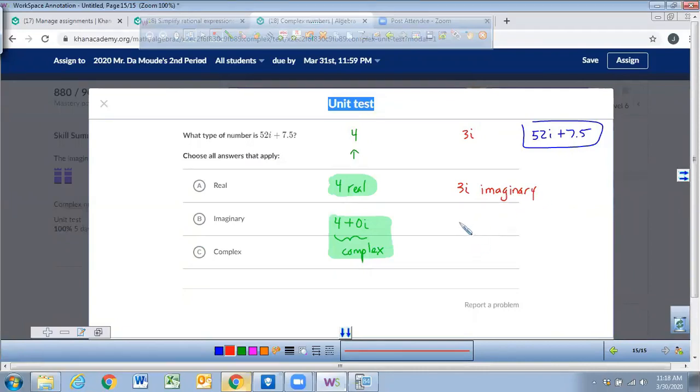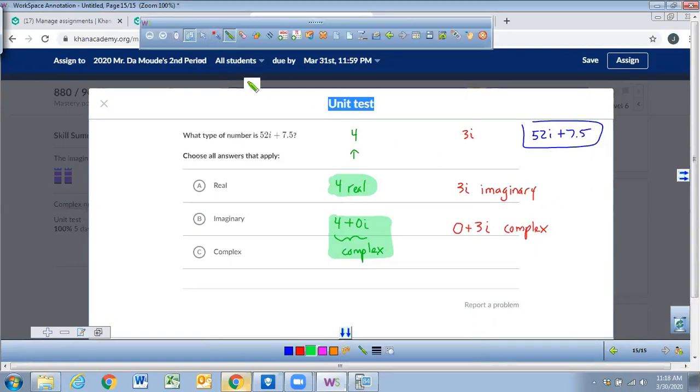but you could also write 3i as 0 plus 3i. So you could write it as a complex number. So 3i, if they asked what type of number 3i is, we would call it imaginary, but we could also call it complex. What does a complex number have to have? It's got to have a plus bi.